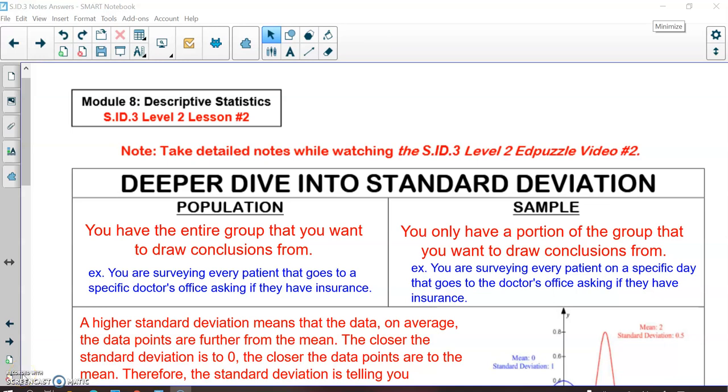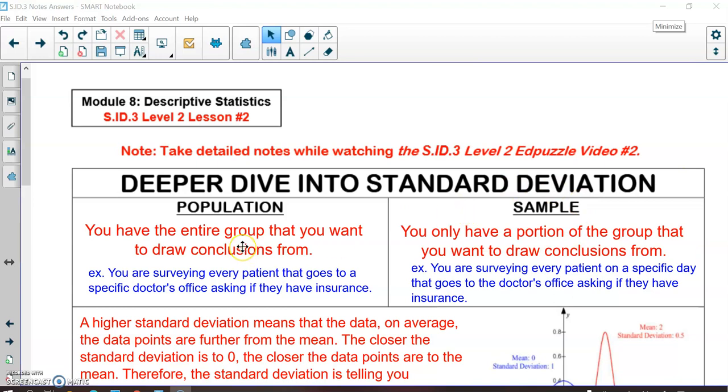Okay, so we're going to do a deeper dive into standard deviation for a bit, and I'm going to talk about what standard deviation is and what it means. It's one of the more complicated statistical figures to wrap your brain around. A reminder that the value of standard deviation is different for when you have a population or a sample set.